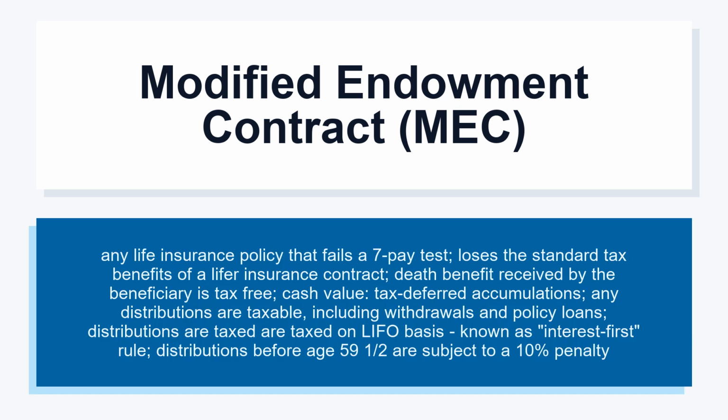Any life insurance policy that fails a 7-pay test loses the standard tax benefits of a life insurance contract. Death benefit received by the beneficiary is tax-free. Cash value has tax-deferred accumulations. Any distributions are taxable, including withdrawals and policy loans. Distributions are taxed on a LIFO basis, known as the interest-first rule. Distributions before age 59.5 are subject to a 10% penalty.